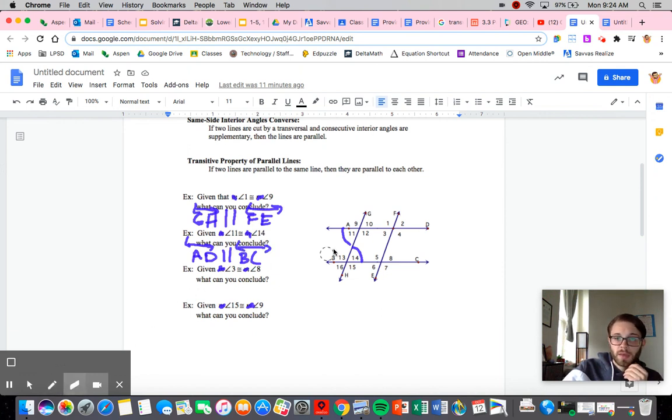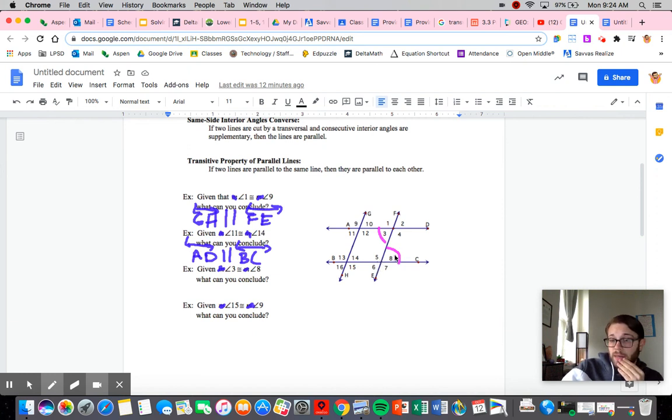Okay, I'm going to erase that over here. Next one, let's look at the next problem. Let's use a different color. All right, so we're told that angle 3 and angle 8 are congruent. Once again, 3 and 8 are between line AD and line BC. This time, though, they are formed by a different transversal, transversal FE.